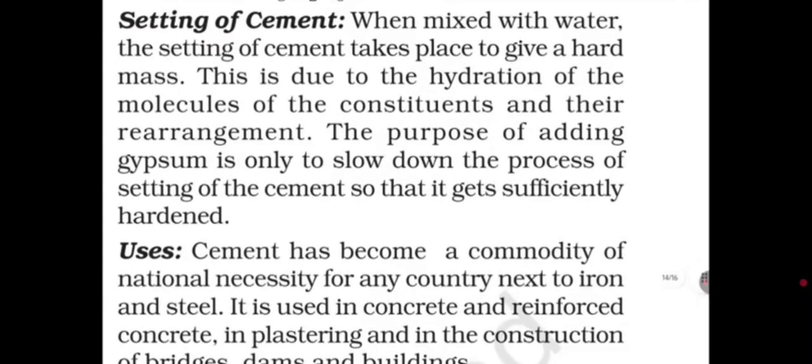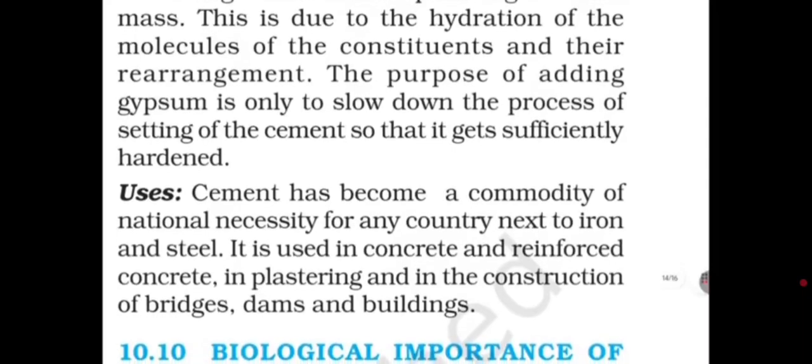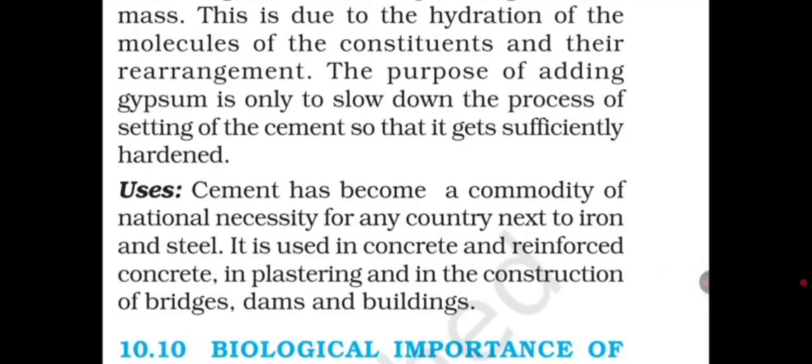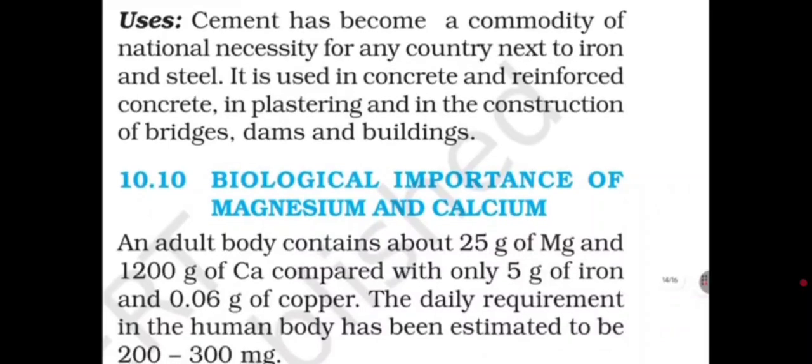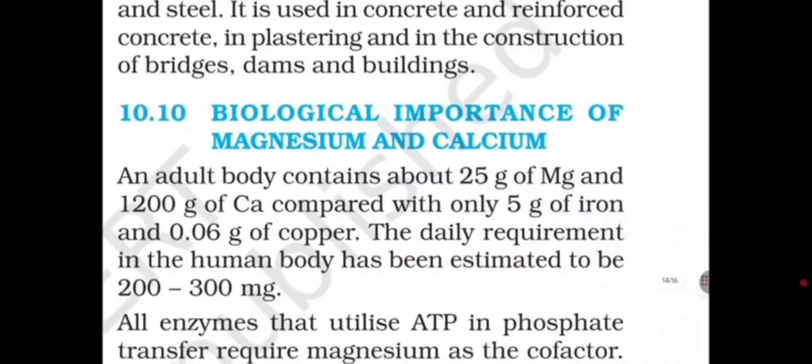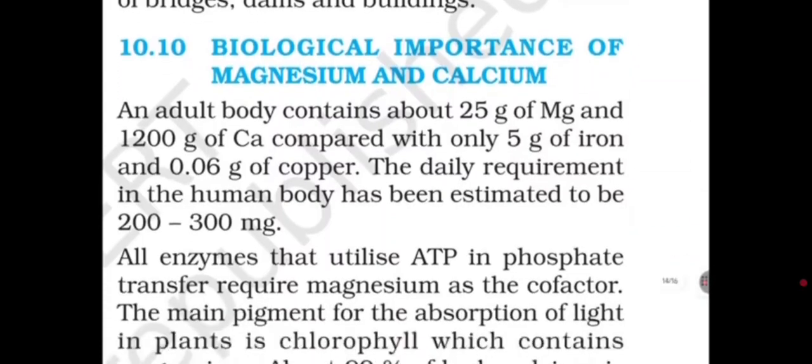Next topic is setting of cement. When mixed with water, the setting of cement takes place to give a hard mass. This is due to the hydration of the molecules of the constituents and their rearrangement. The purpose of adding gypsum is only to slow down the process of setting so that the cement gets sufficiently hardened. Next is uses. Cement has become a commodity of national necessity for any country next to iron and steel. It is used in concrete and reinforced concrete, in plastering, and in construction of bridges, dams, and buildings.